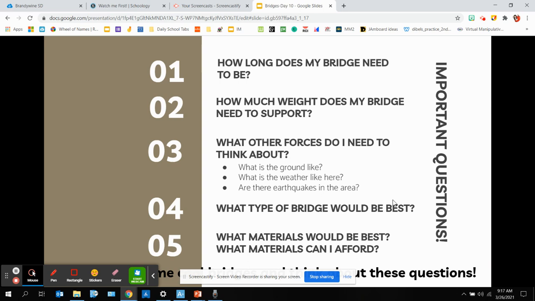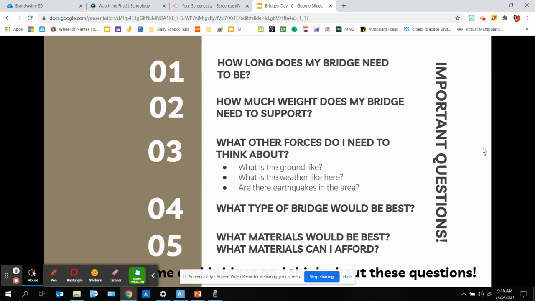We also need to think about what other forces I need to think about. What is the ground like? What is the weather like there? Are there earthquakes in the area? Remember when he talked about San Francisco and that red bridge? They have earthquakes, so they needed to build a suspension bridge. The suspension bridge with those steel wires helps the bridge move. So if there was ever an earthquake, the bridge could still stay secure.